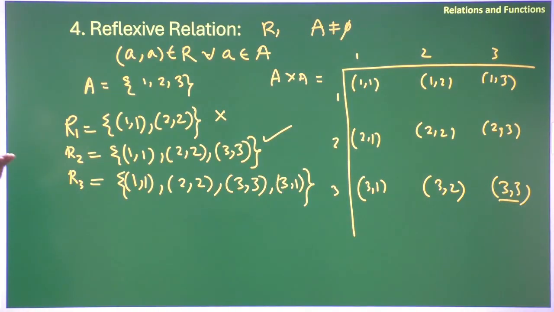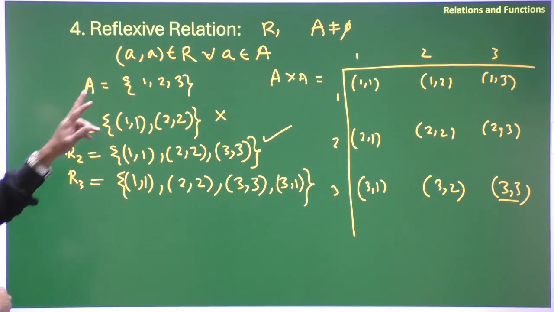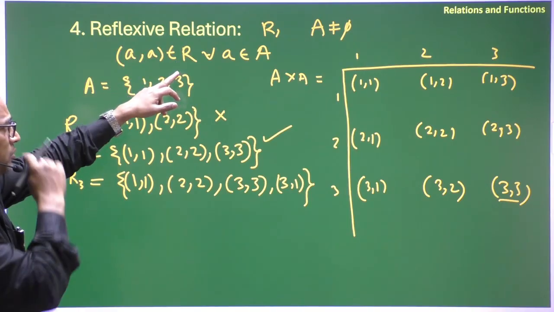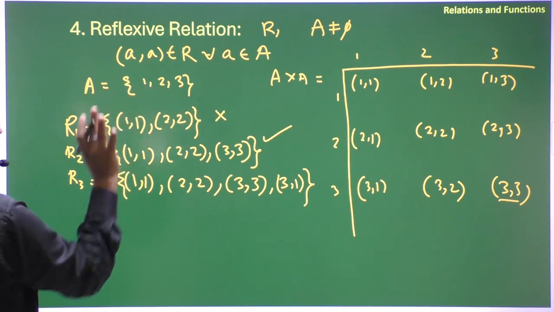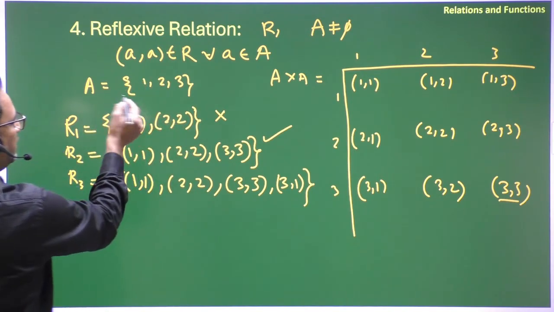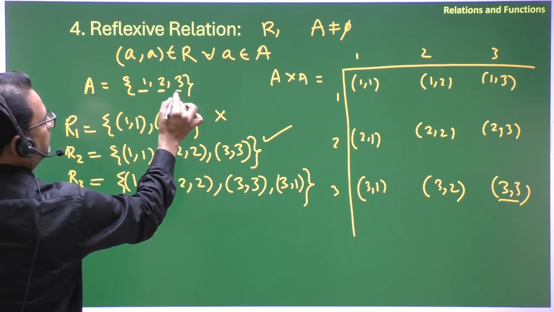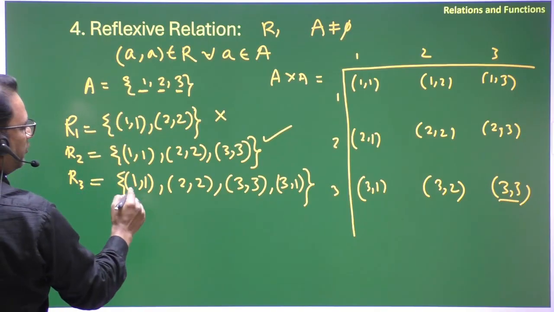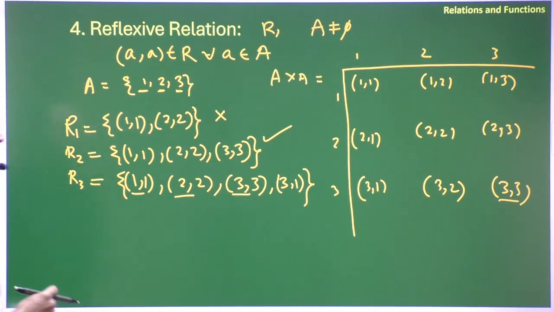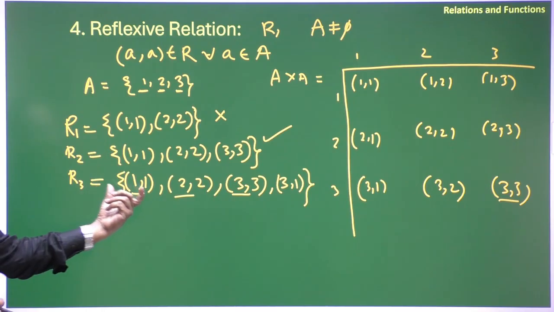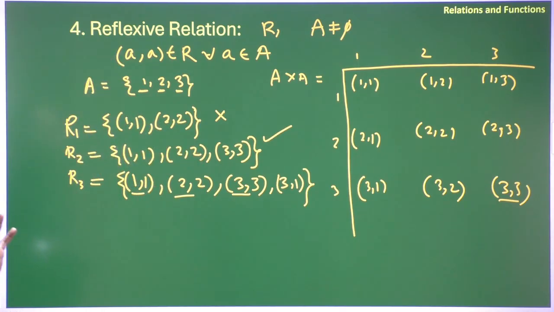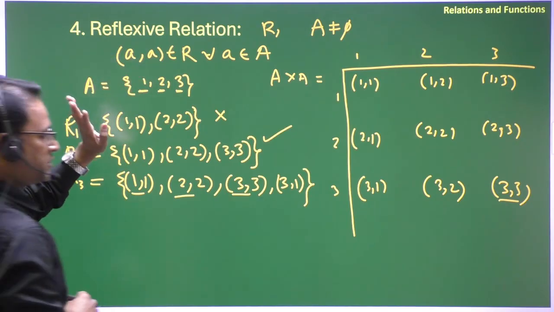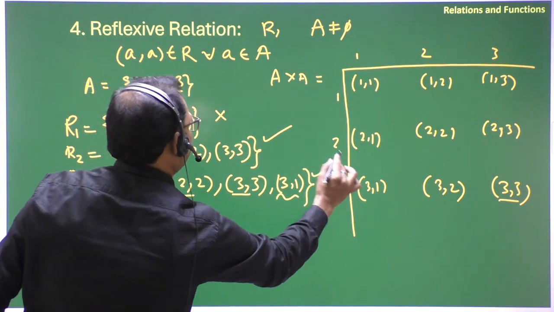For reflexive, the condition is that (a, a) belongs to R for all a belonging to A. Here in the set A = {1, 2, 3}, the pairs 1,1, 2,2 and 3,3 are present, so this is sufficient to satisfy the definition. Whatever extra element comes, it will not affect our definition. So it is also a reflexive relation.